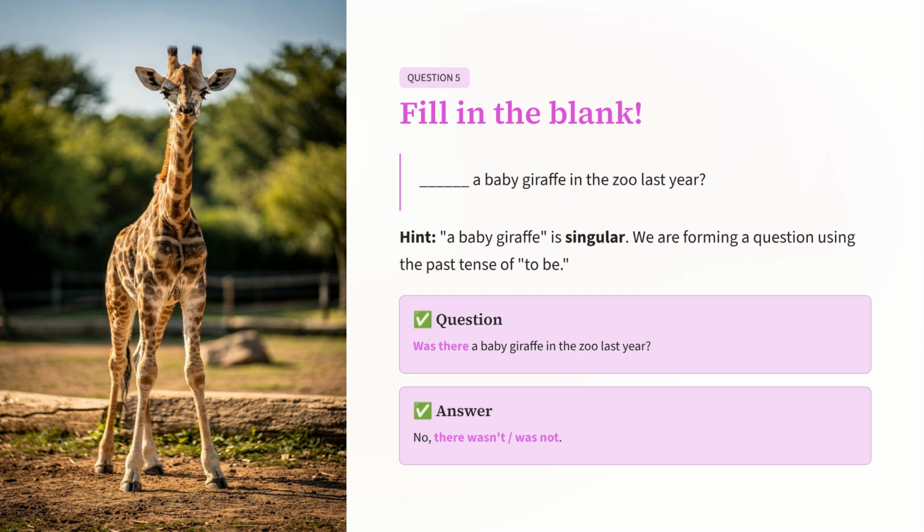Question 5. Blank a baby giraffe in the zoo last year? A baby giraffe is singular. The correct question is, was there a baby giraffe in the zoo last year? Answer: No, there wasn't. Or, no, there was not.